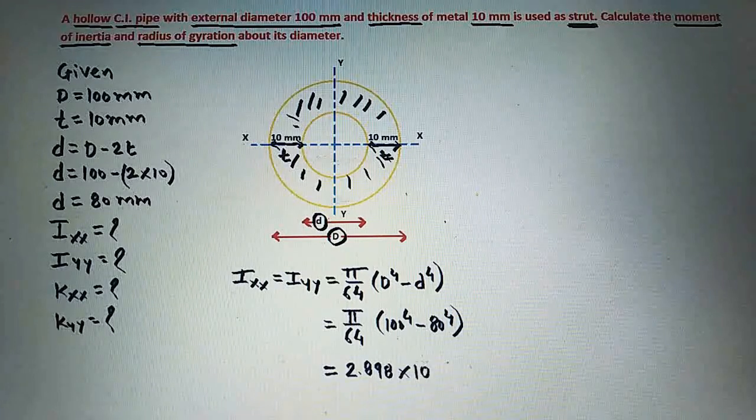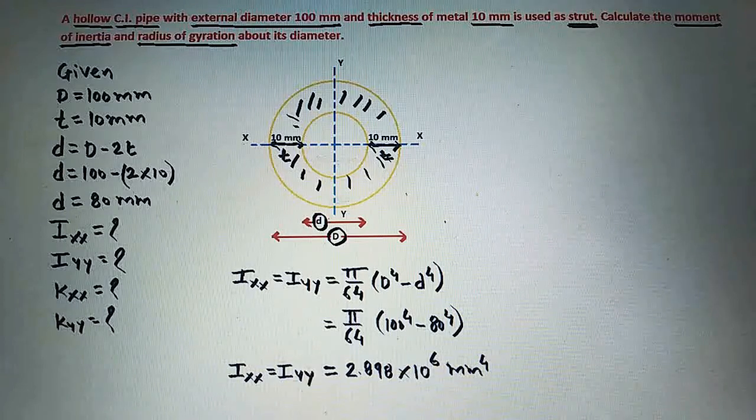2.898 into 10 raised to 6, and the unit will be mm raised to 4 because the diameters and thickness have the unit of mm. So here the moment of inertia of this hollow circular cast iron pipe about its diameter, along x-axis and along y-axis, Ixx is equal to Iyy is equal to 2.898 into 10 raised to 6 mm raised to 4.